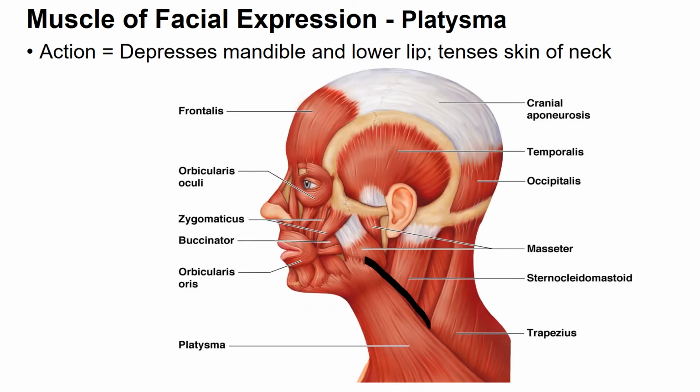The platysma, which is this large, thin muscle, is going to tense the skin of the neck and pull the lip inferiorly. And so if you stand in front of a mirror and tense the skin of your neck, you can see these muscles bulging out. So this is going to be a superficial muscle.